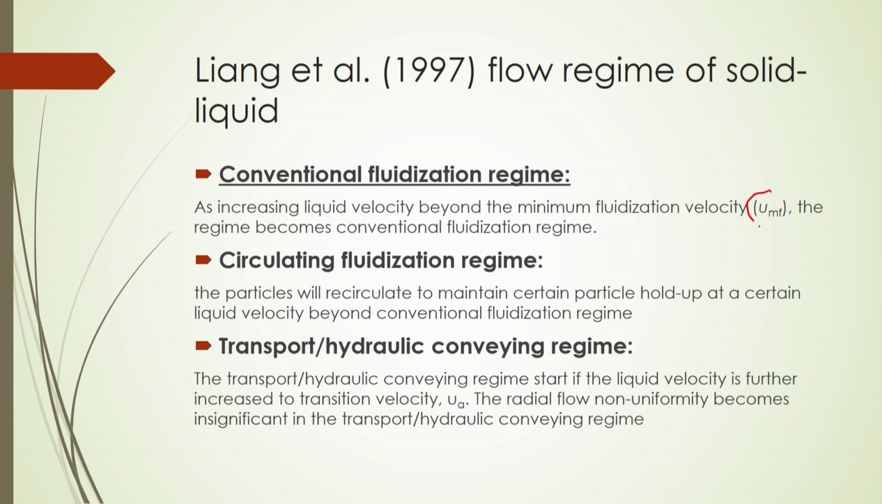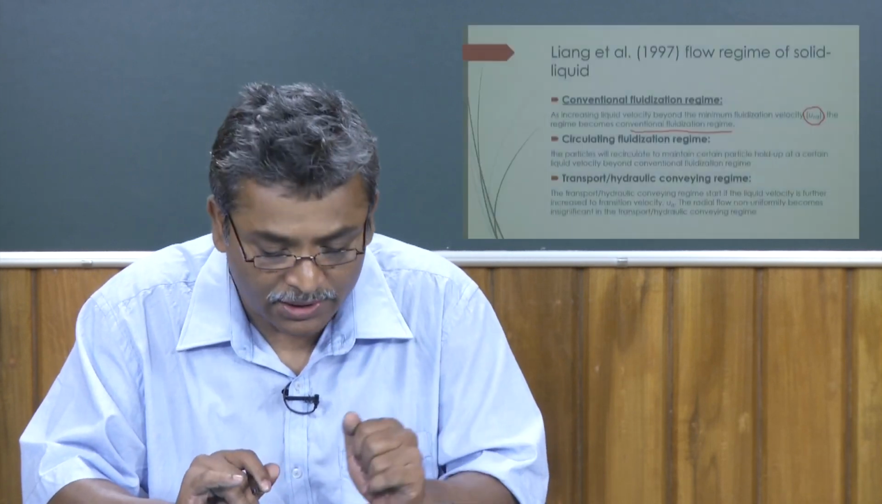In this case, if the liquid velocity goes beyond the minimum fluidization velocity, that means U_mf, which has been shown earlier, the regime becomes the conventional fluidization regime. This is also for the solid-liquid system, not only the gas-solid system. For the liquid-solid system, U_mf will be calculated in a different way, considering the liquid properties instead of gas properties.